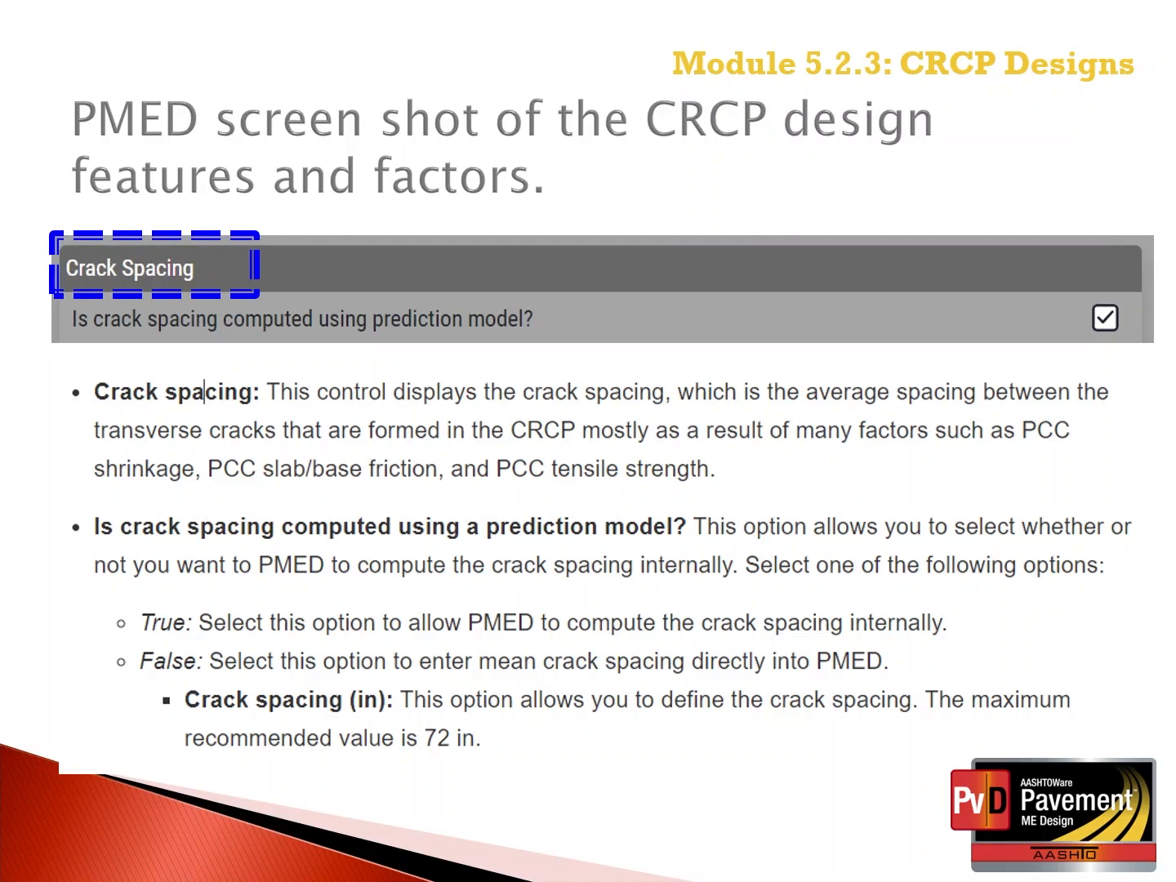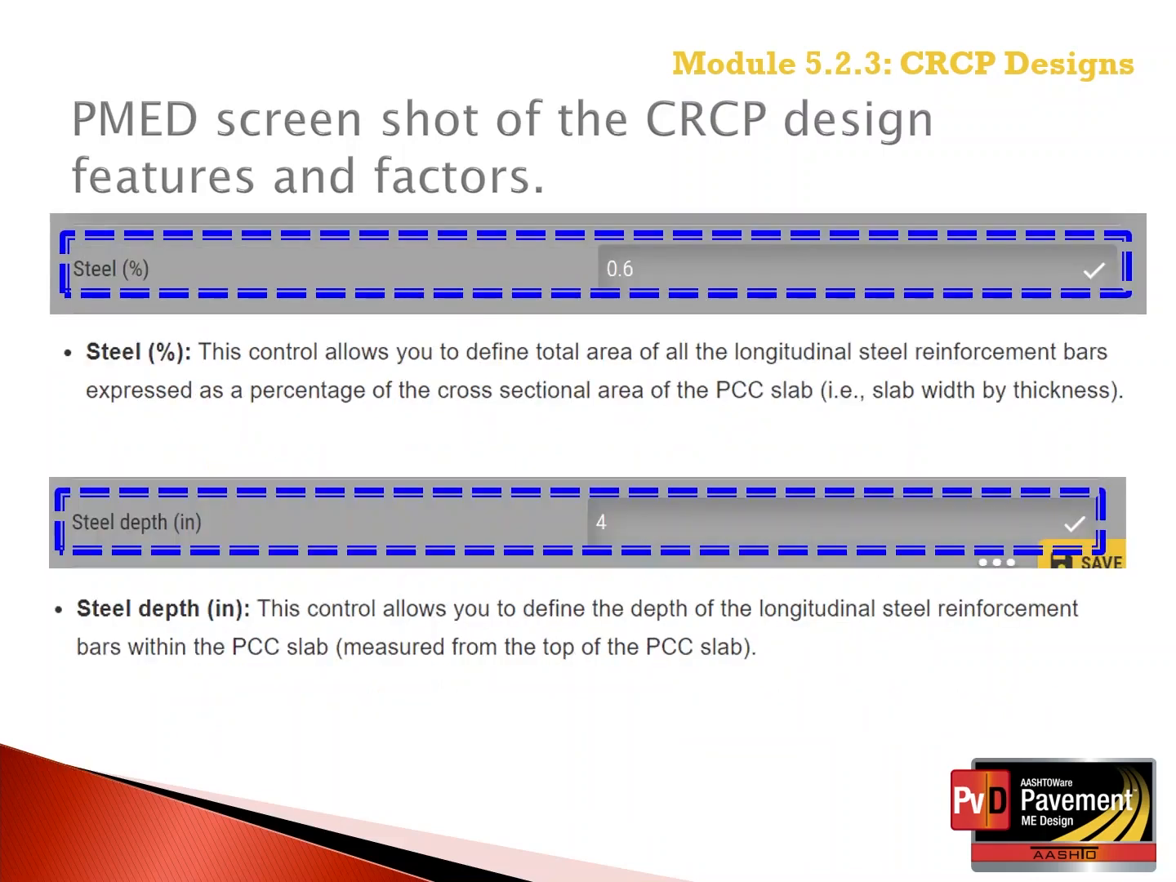The maximum value recommended is typically around 72 inches or 6 feet. Anyway, it's generally recommended to have the program calculate the crack spacing for the CRCP, because it is dependent on multiple factors and variables.